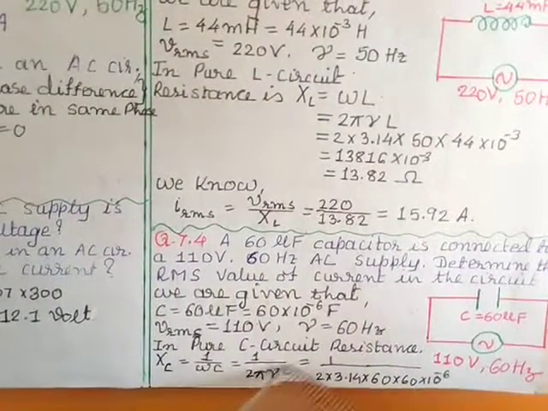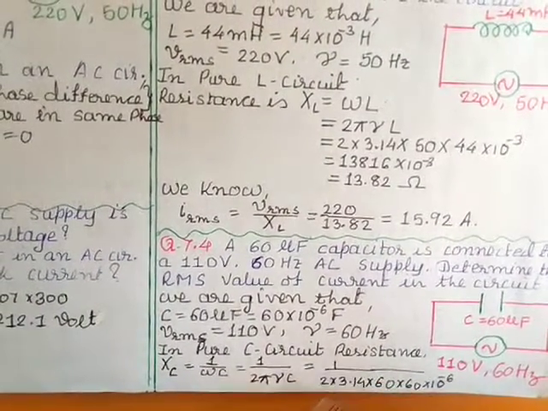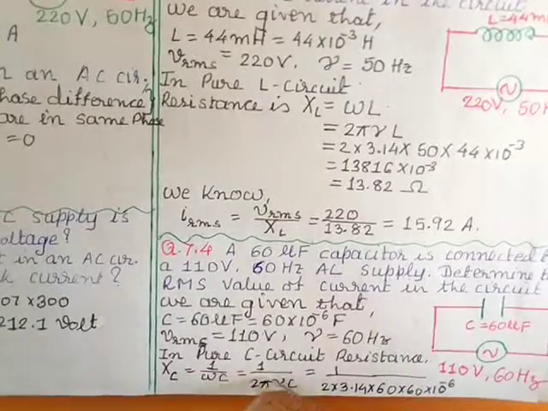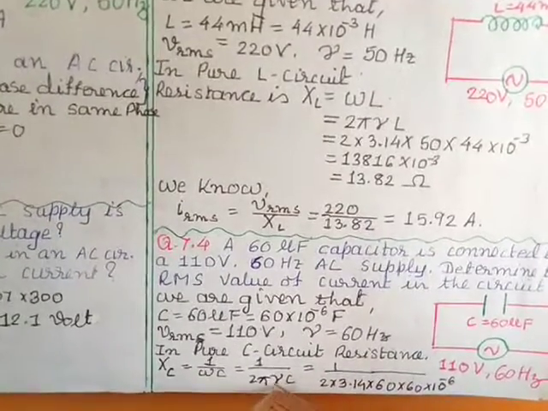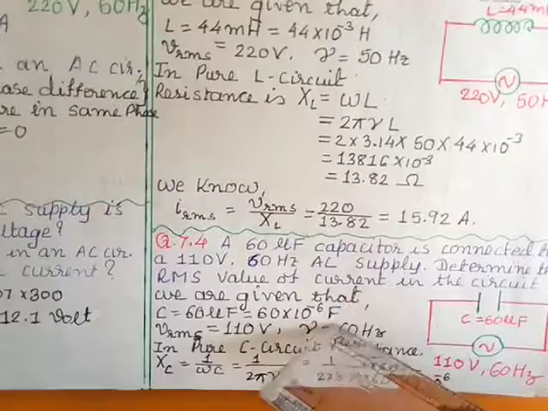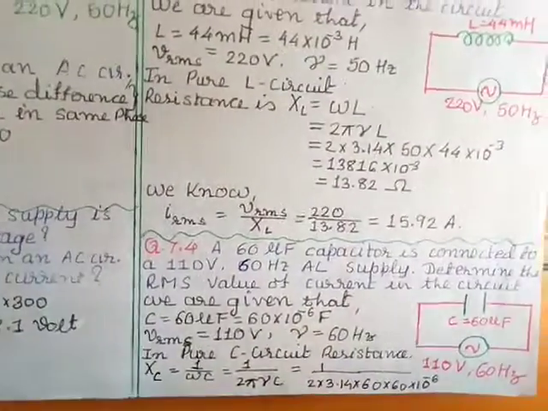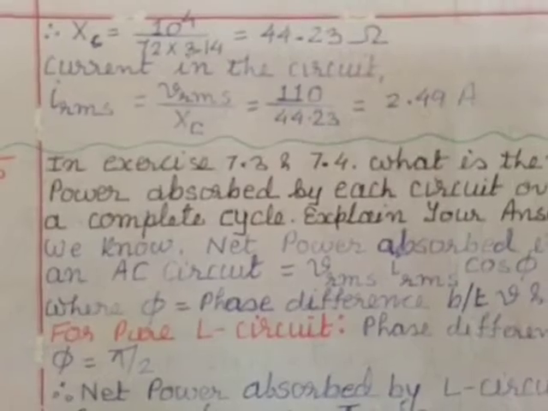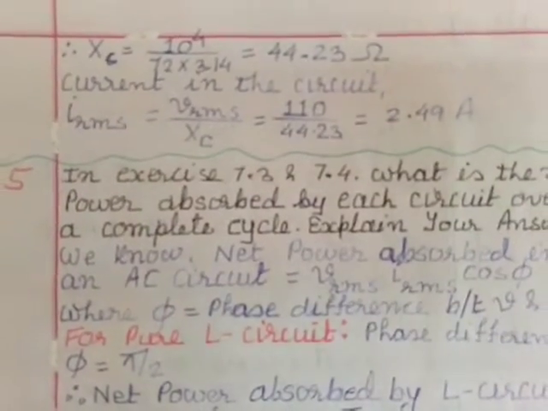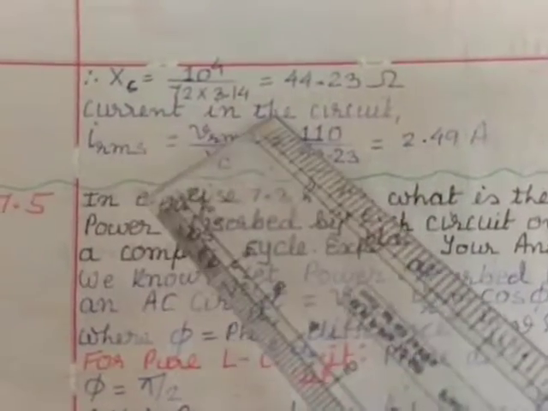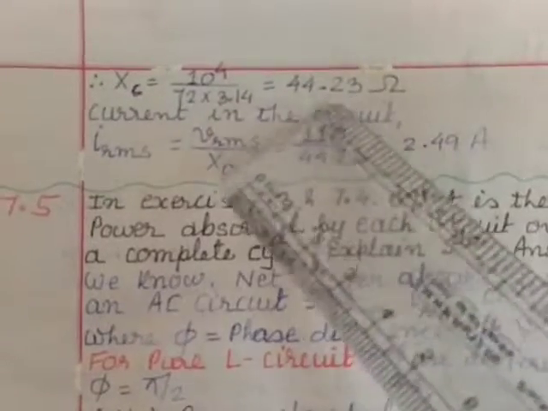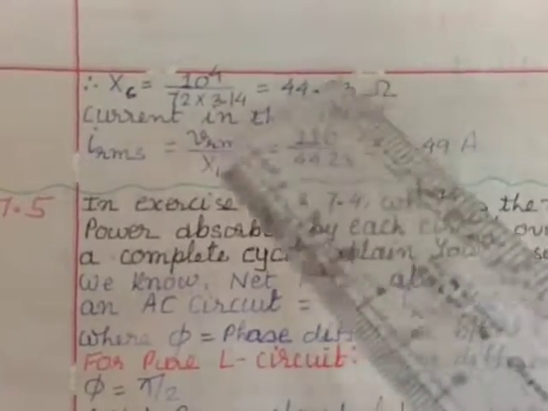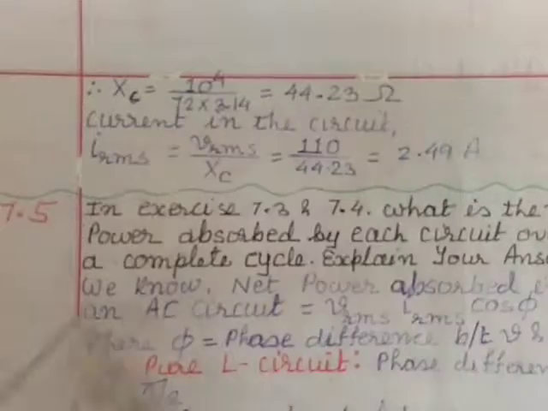Omega value is 2 pi nu, and C. So 1 by, put the values: 2 as it is, pi is 3.14, nu is 60 and C is given to you as 60 into 10 to the power minus 6. Put the values and simplify. When you simplify, you get Xc equal to 10 to the power 4 divided by 72 into 3.14. Divide, you get 44.23 ohm. So this is the resistance offered by the capacitor.